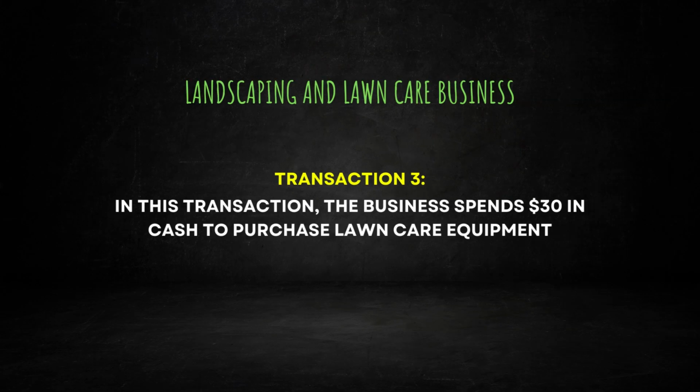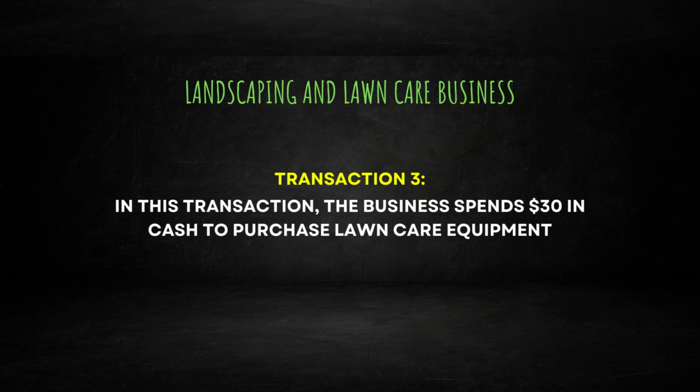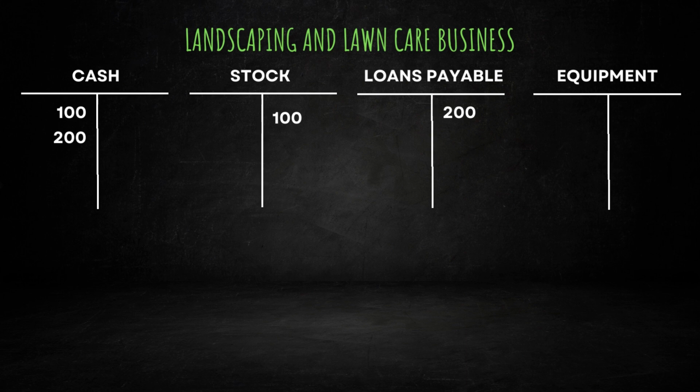Transaction 3. In this transaction, the business spends $30 in cash to purchase lawn care equipment. Both the cash and equipment accounts are impacted. T accounts are used for both accounts to track the transaction. The cash account will show a credit of $30 on the right side, representing the decrease in cash, while the equipment account will display a debit of $30 on the left side, indicating the increase in equipment value.